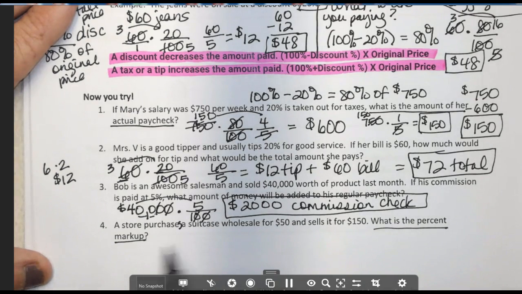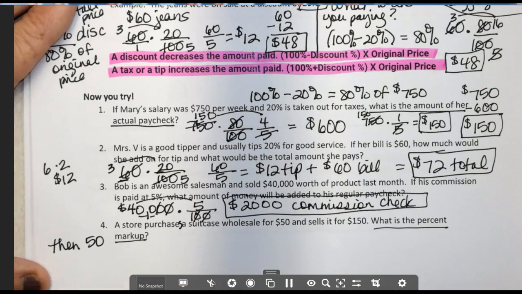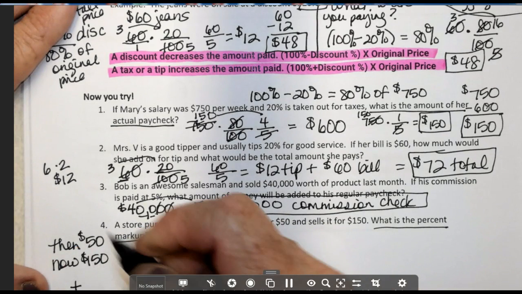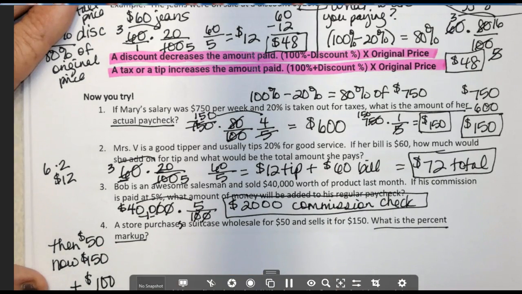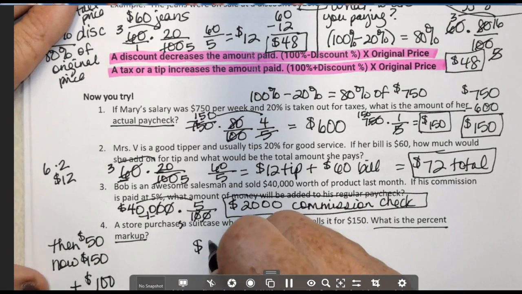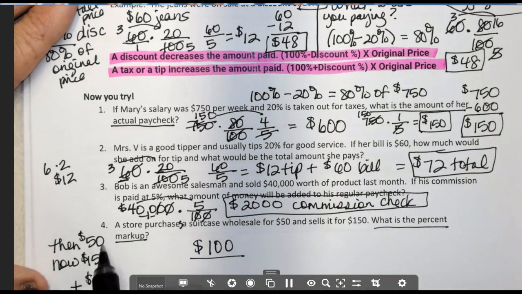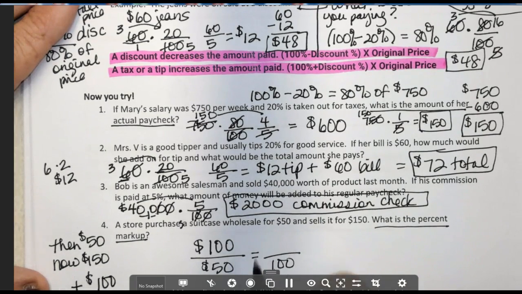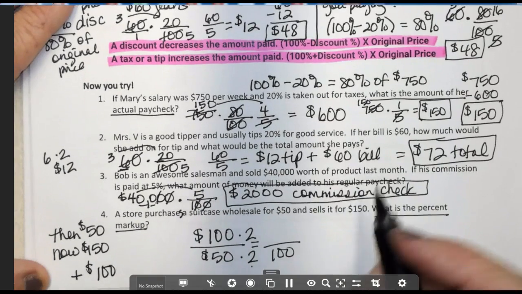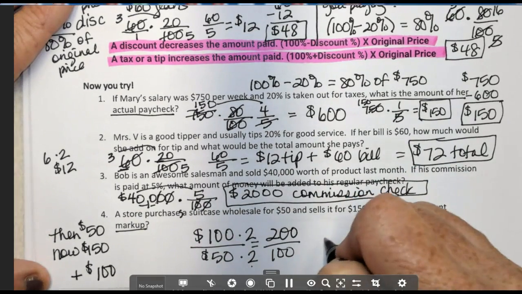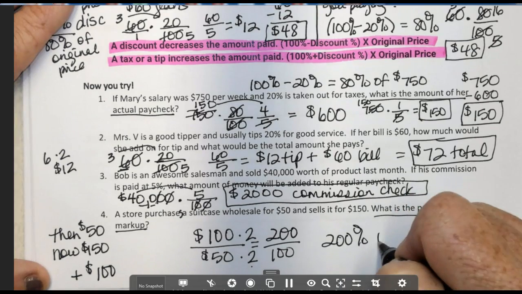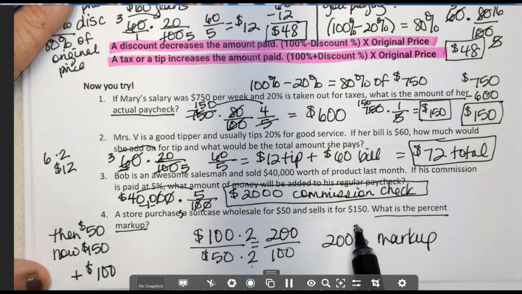Okay? So they paid $50 for it. Now they're going to sell it to you for $150. Okay? So did that increase or decrease? Definitely increased by $100. Okay? So it increased by $100. The original amount was $50. So let's make that into a percent, because 50 and 100 do have a relationship. Makes it pretty easy. So 50 times 2 is 100. 100 times 2 is 200. So that is a 200% markup. And that's pretty typical, actually. That's not out of the realm of possibility at all.